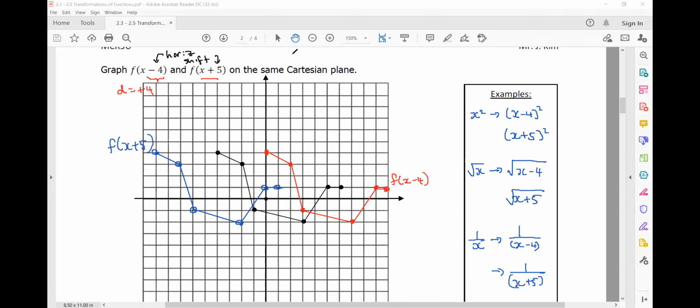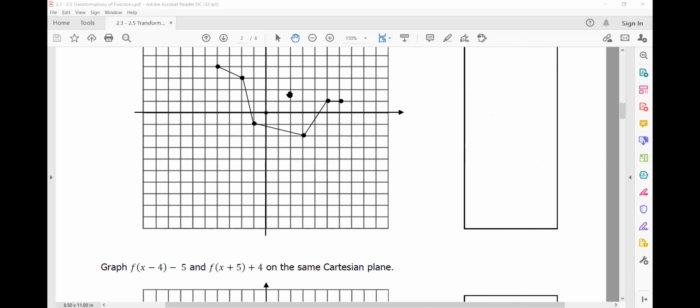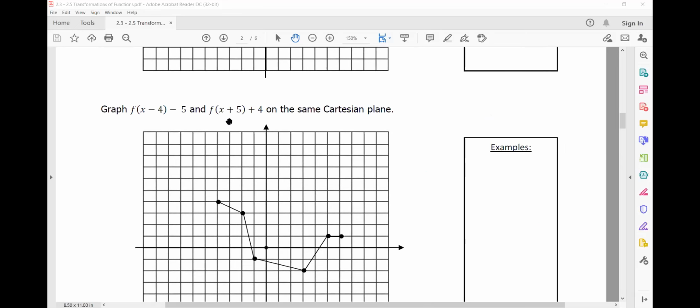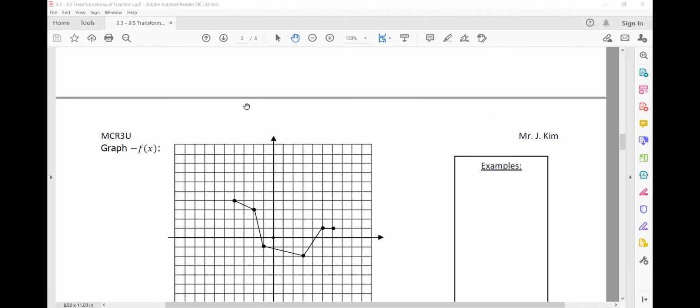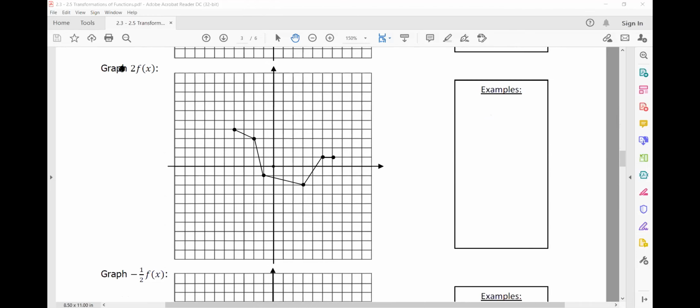Let's clear this page. I'm going to go to the 3rd page, and I'm not going to do all of them because I feel like you can figure it out. I'll leave this exercise to you. I think you can do it, and then you can check the answer with the answer key that I put up online. I want to jump to 2 and then -1/2.